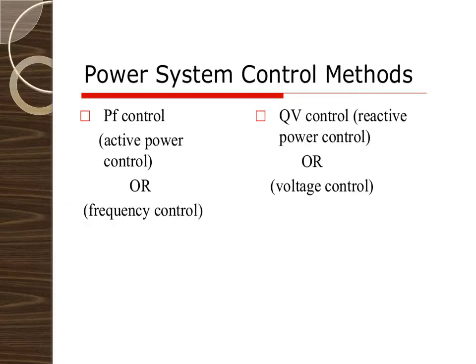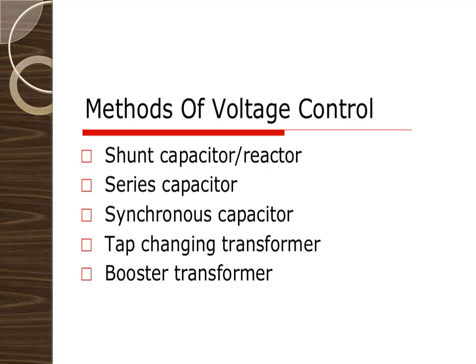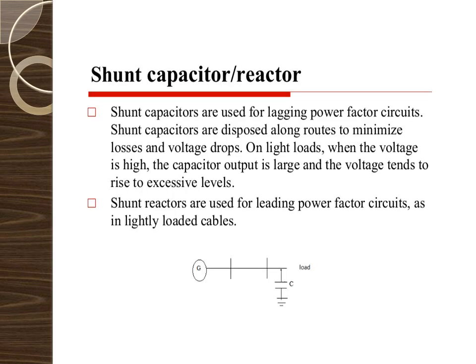What are the power system control methods? PF control method or active power control or frequency control. QV control method or reactive power control method or voltage control method. Concept of voltage control method. What is shunt capacitor, shunt reactor, series capacitor, synchronous capacitor, tap changing transformer and booster transformer.